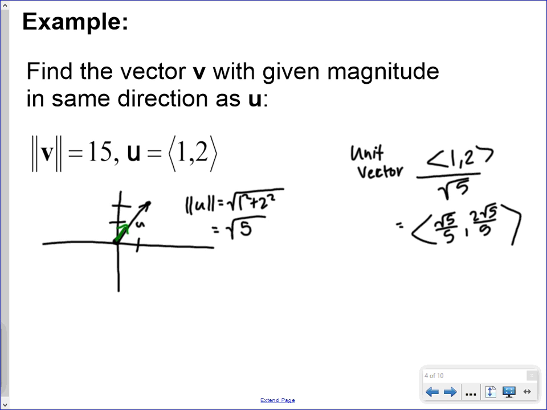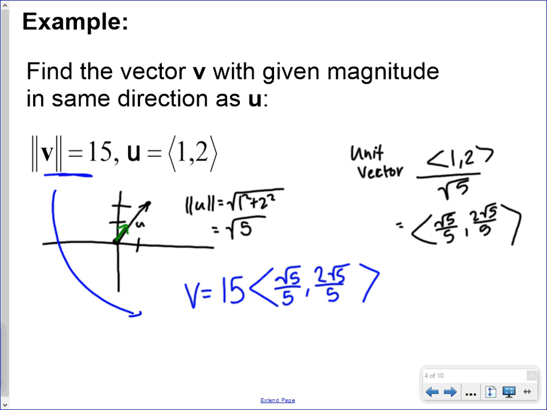What do we know about that unit vector right there? It has a magnitude of 1, and it's going in the same direction as u. How can I now change my unit vector so that it has the magnitude of 15 that I want for vector v? Multiply by a scalar. To get this magnitude of v, we're going to multiply by the scalar. v is 15 times the unit vector. If I have 15 unit vectors stacked on top of each other, they'll add up to 15, and I'll have that magnitude that I want.